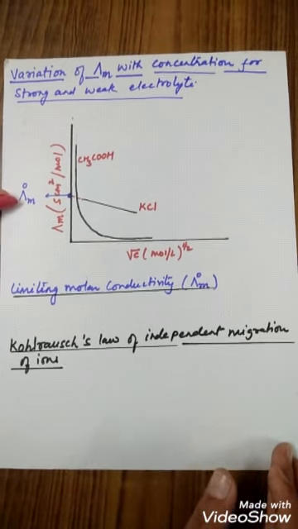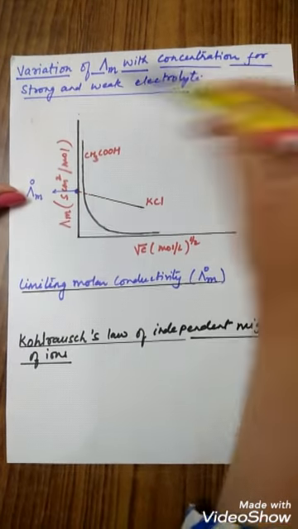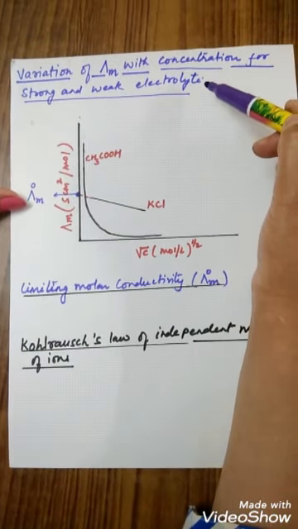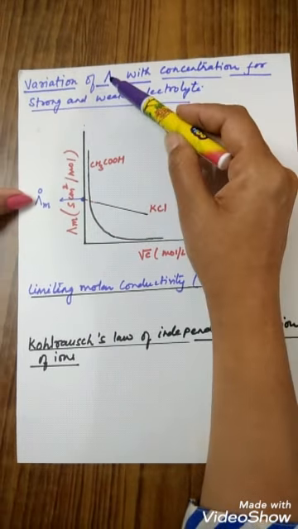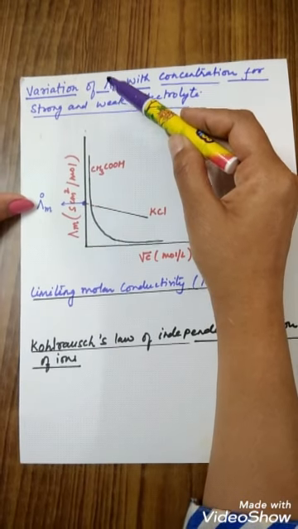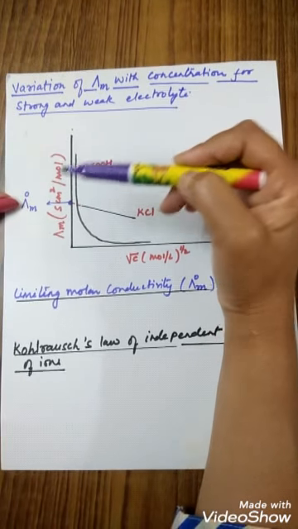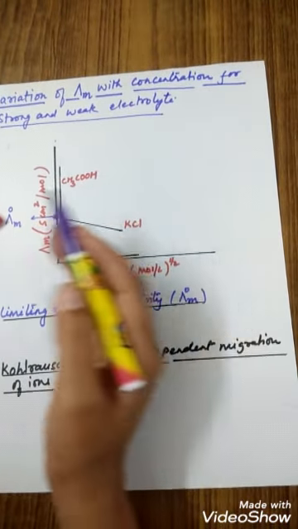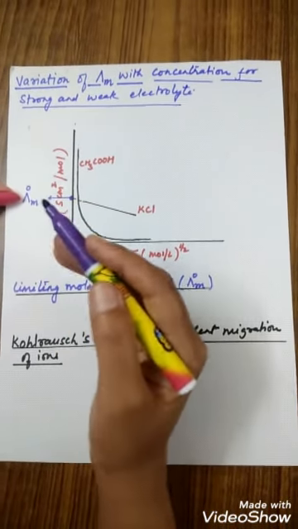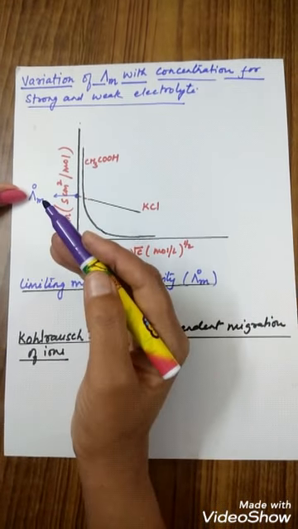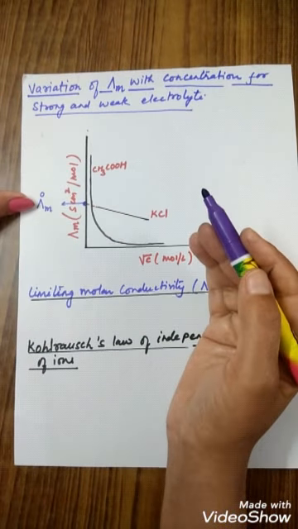Hello students, today we will see variation of molar conductivity with concentration for strong and weak electrolyte. In the last live class, I explained to you that molar conductivity of any electrolyte, whether it is strong or weak, always increases with decrease in concentration. Do you know what is the reason behind it? So lambda m always increases with decrease in concentration, no matter whether it is a strong or weak electrolyte.